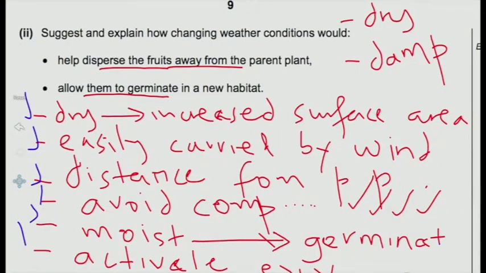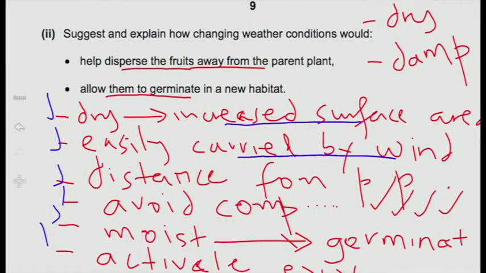Looking at the question, it says, suggest and explain how changing weather conditions would help disperse the fruits away from the parent plant. We start with the dry weather condition. The hair offers an increased surface area because it's widespread. If it's widespread, then it offers some resistance to the air. Then the air will blow the fruit away. Easily carried by the wind, that's point number 2, due to the large surface area.